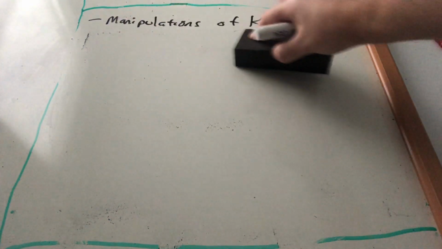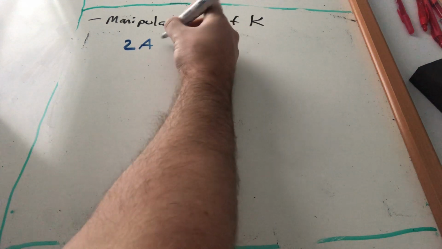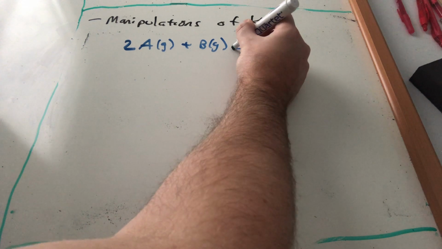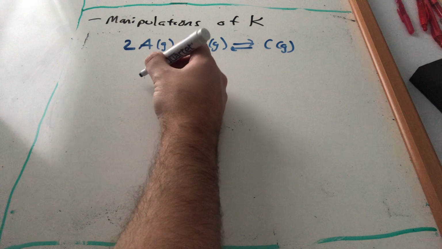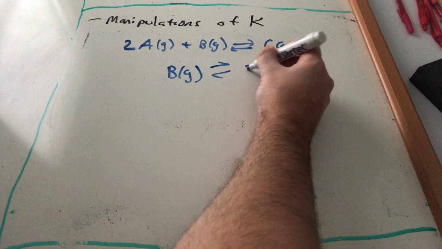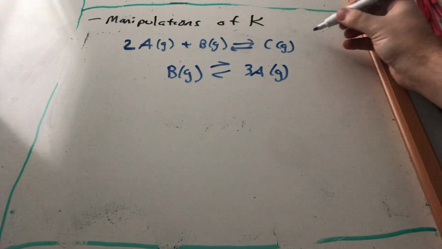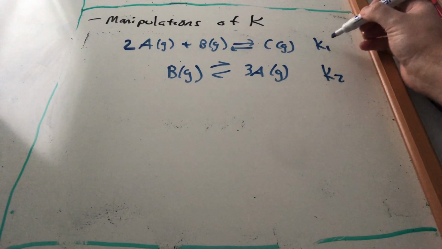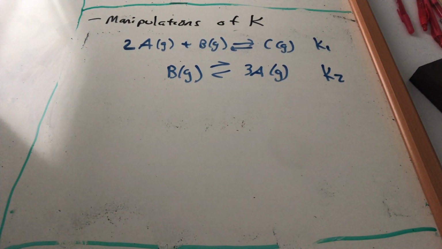So let's take a look at an example. Let's say we had 2A gas plus B gas yields C gas. And down here, let's have B gas yields 3A gas. Let's say this has an equilibrium constant that we're going to call K1, and this has an equilibrium constant that we're going to call K2.